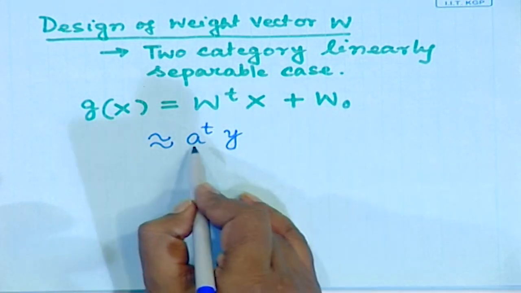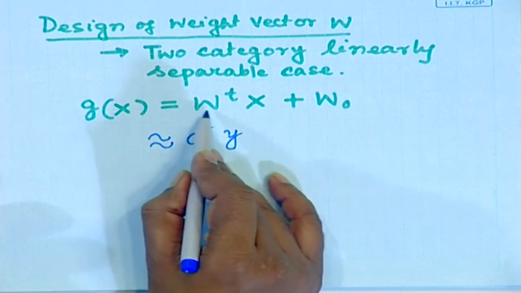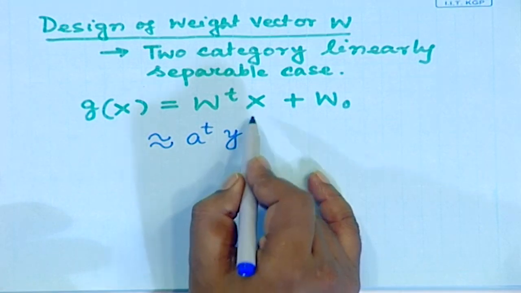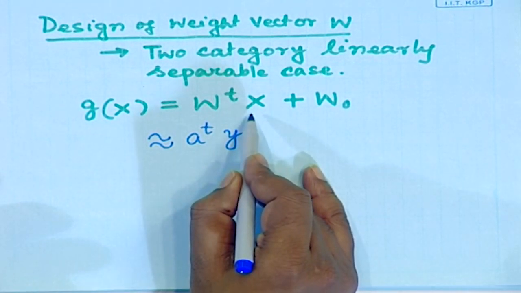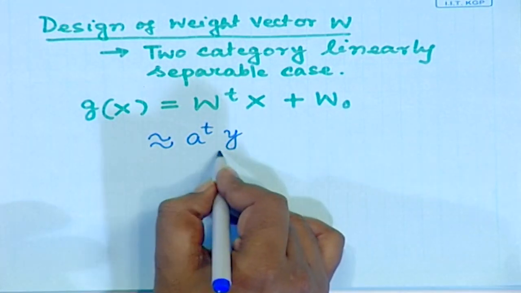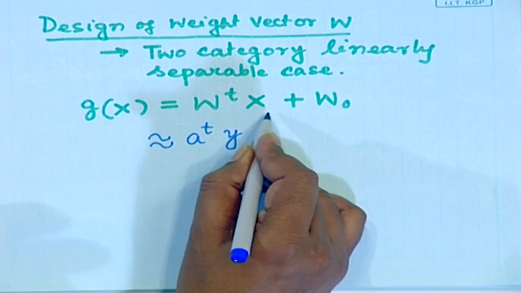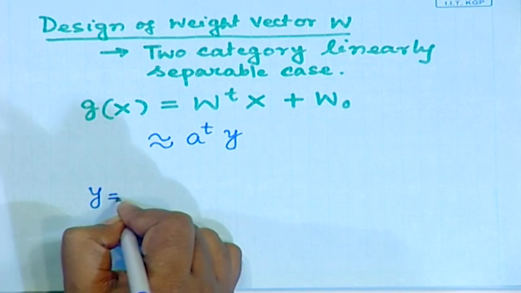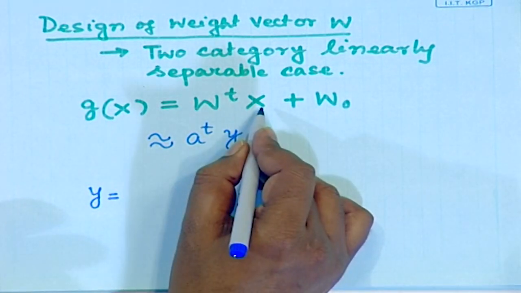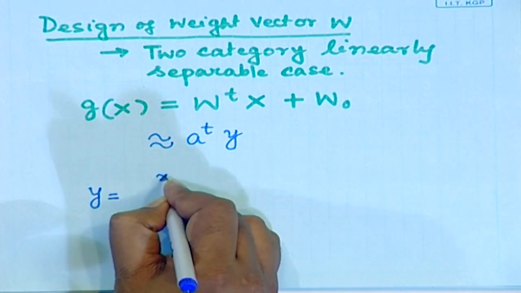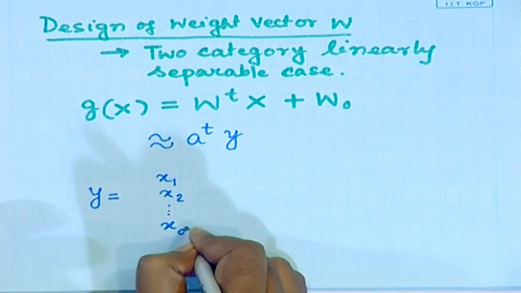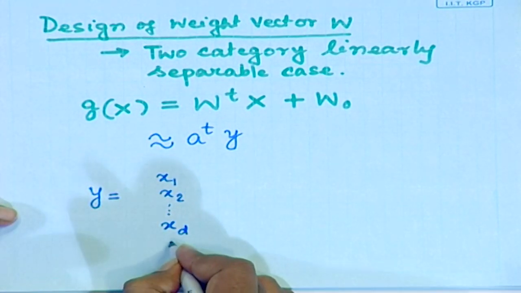So, if this weight vector A has to include all the components of W as well as W naught, then I have to do some augmentation in the feature vector x. So, what I will do is I will write, so this y is actually the augmented feature vector x. So, what will be y? Y will be nothing but I have to take all the components of x, the first component x 1, second component x 2, all the d components of x, that is up to x d, and I make the last component equal to 1.